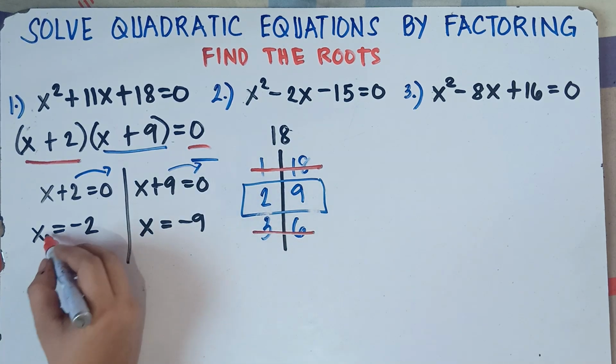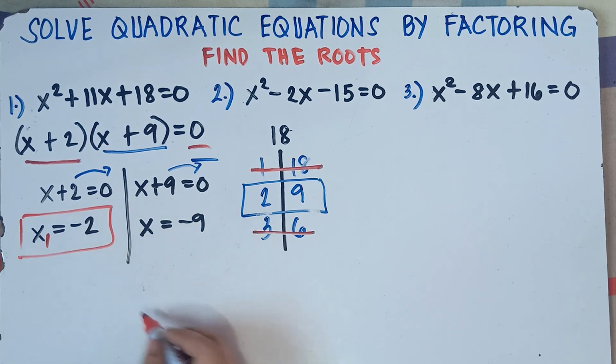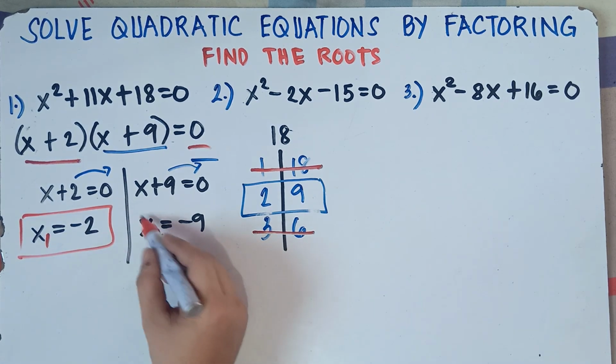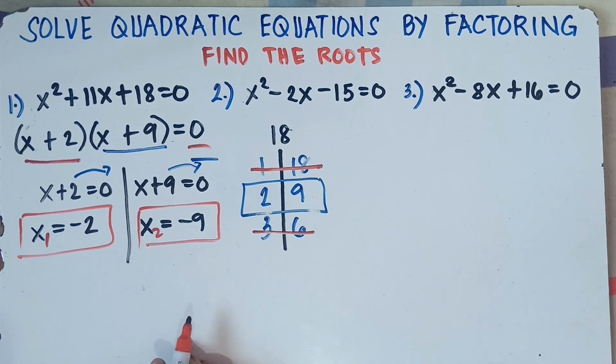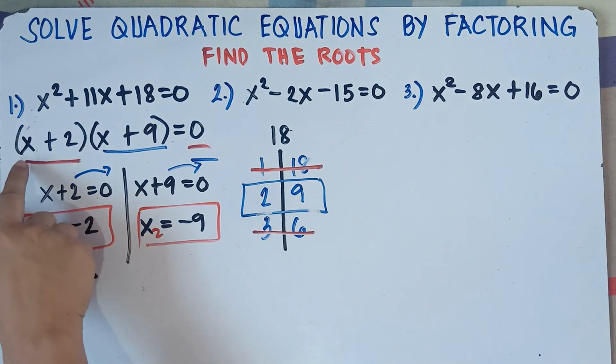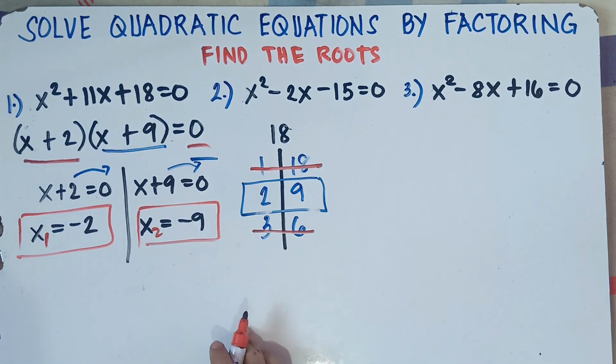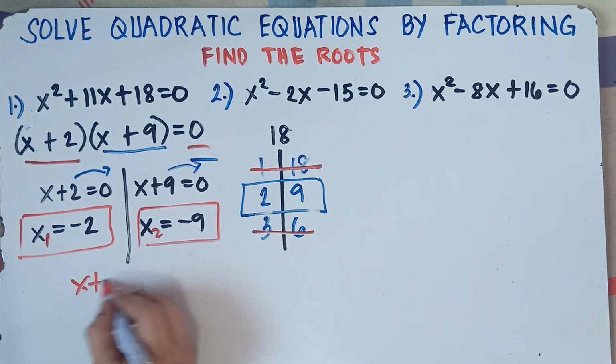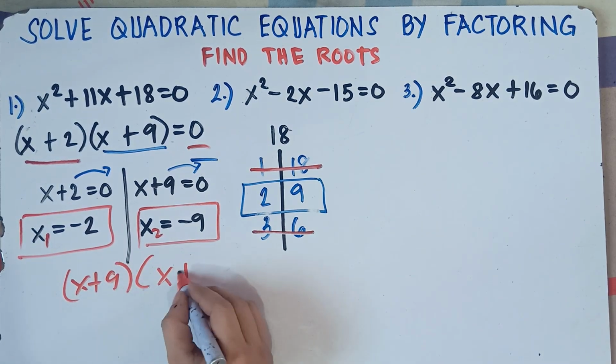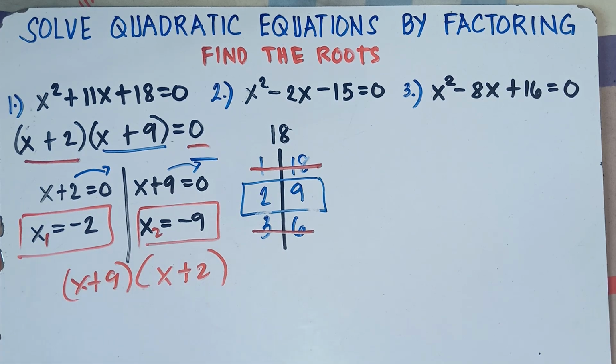That's it, class. All set. x1 is negative 2. x2 is negative 9. Alright, so once again, class, you can interchange. You can have x plus 9 first and then x plus 2. That's actually the same answer, class. You will have the same answer.